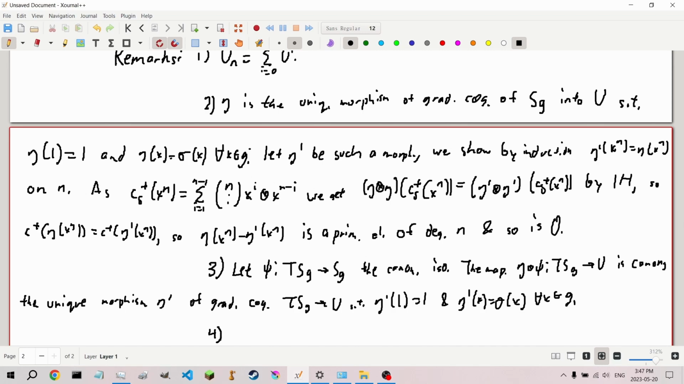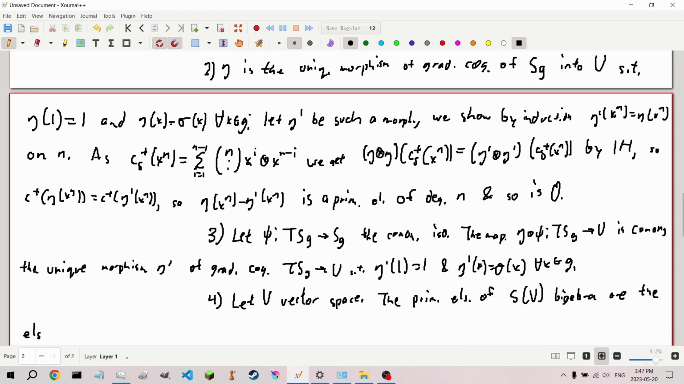Number 4. Let V be a vector space. The primitive elements of the bialgebra of the symmetric algebra of V are the elements of degree 1, which comes from the corollary from a previous proposition applied to the commutative Lie algebra V.